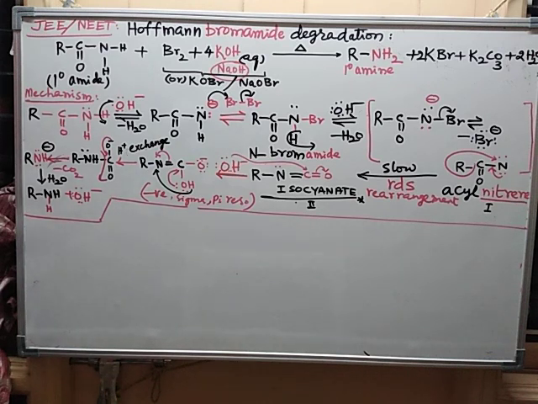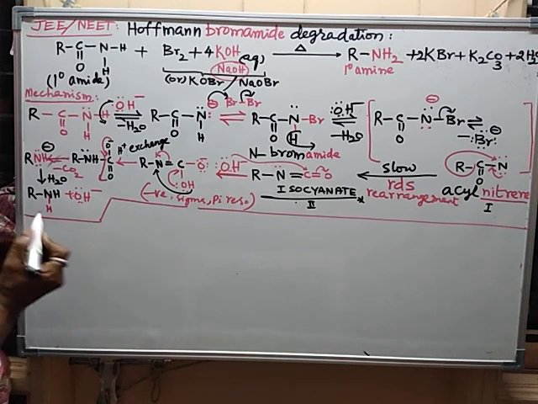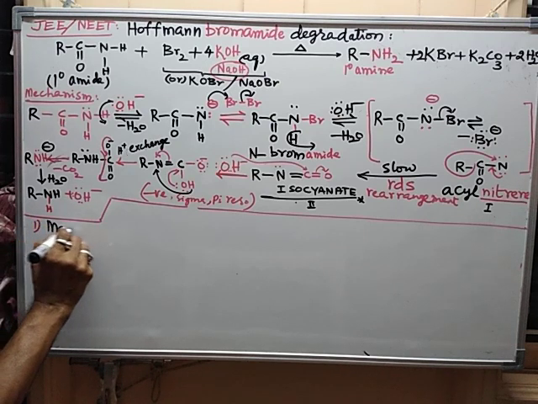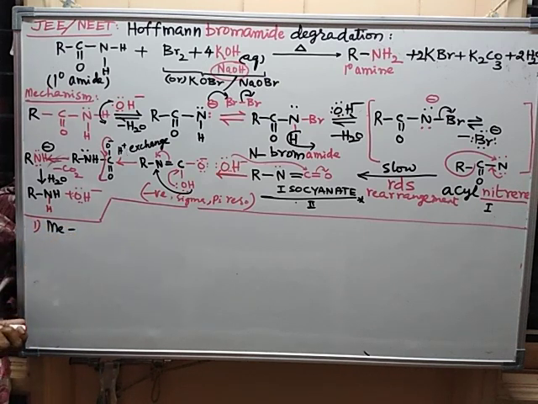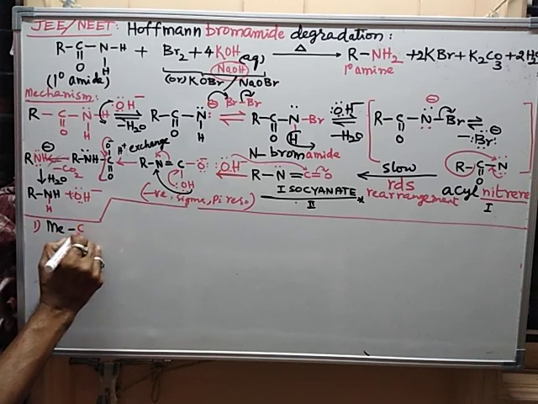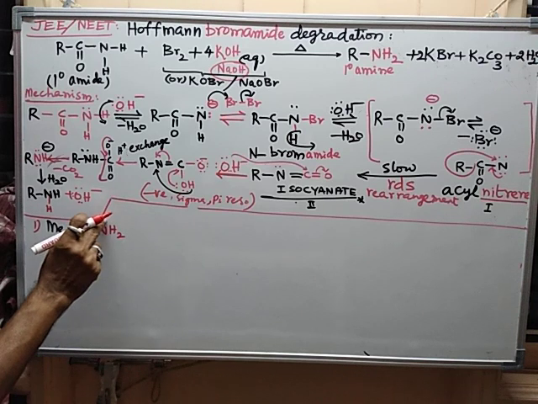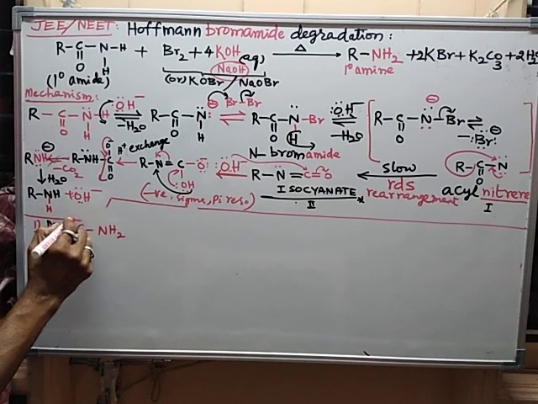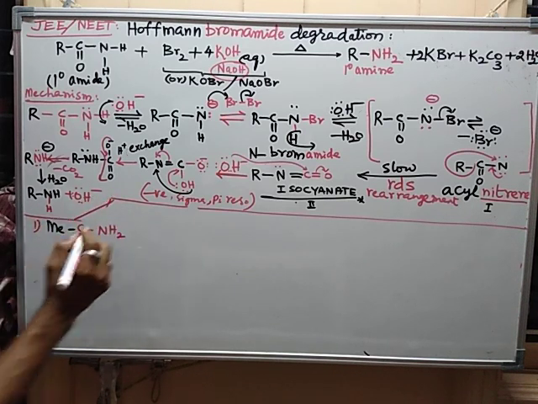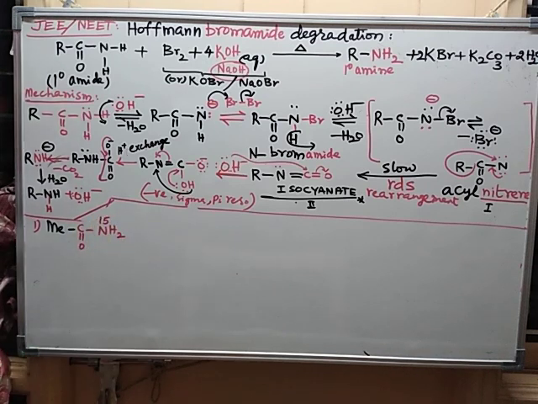Now, this is for competitive examination. Example 1. Methyl group CONH2. This nitrogen has a mass number of 15. Nitrogen 13, nitrogen 14, nitrogen 15 have the same atomic number. These are isotopes, isotopic nitrogen. Understood?